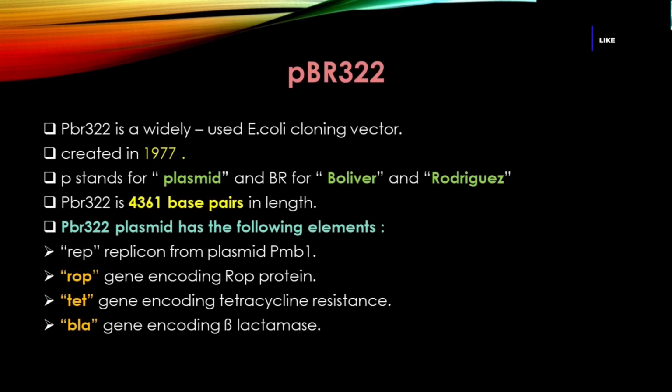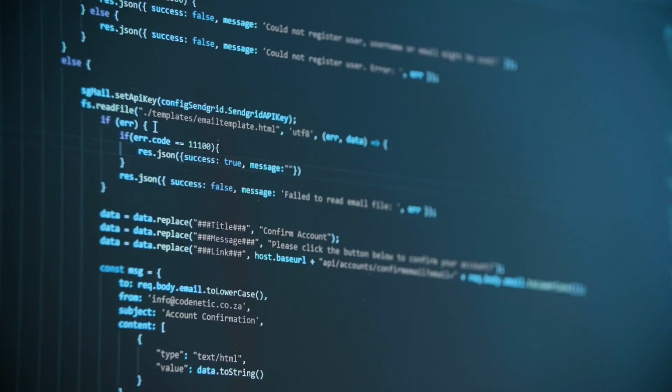Then the next is the TET gene encoding tetracycline resistance. It is derived from the pSC101 plasmid. And the last is the BLA gene. It encodes beta-lactamase, which provides ampicillin resistance. Its source is transposon Tn3. So in this video we covered all the vectors and all their properties also.